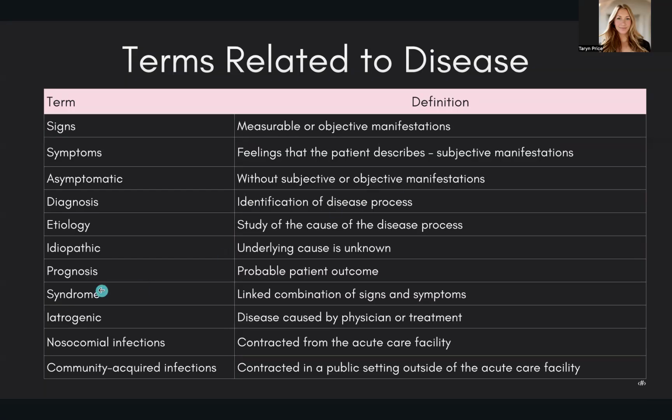So, what I'll need you to do is go ahead and go through this, focus a lot on idiopathic, unknown cause, and iatrogenic, disease caused by a physician or treatment, and run through this list and kind of get comfortable with it. Iatrogenic, by the way, might be something like a catheter, for example, was inserted and an infection was caused as a result. That would be an example of iatrogenic.